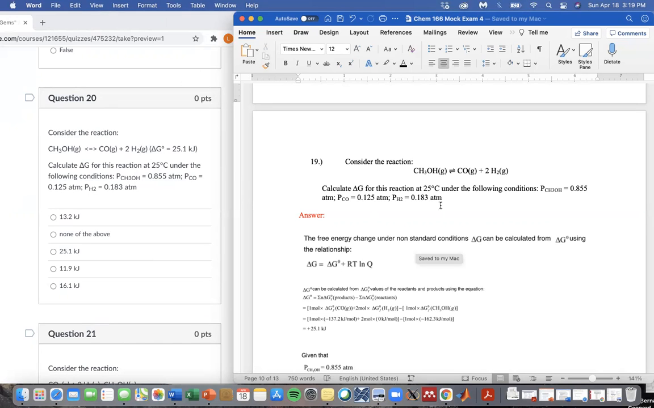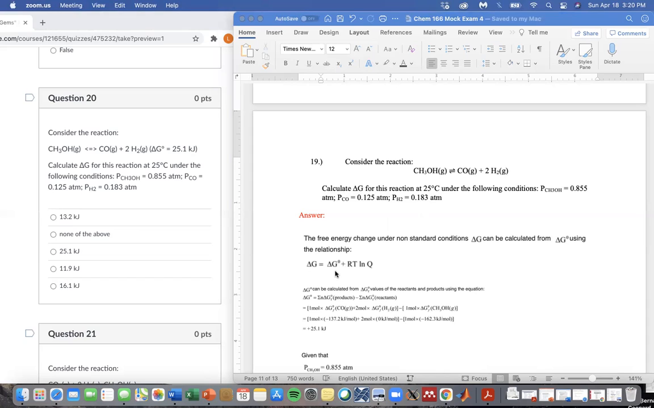So do you remember what standard conditions are? If we were under standard conditions, what would our pressures be for each of these? Any thoughts? Yeah, 1 atm, exactly. Perfect. So if we were under standard conditions, everything would be under 1 atm, and then you would use a different equation, like the natural log of K type of equation.